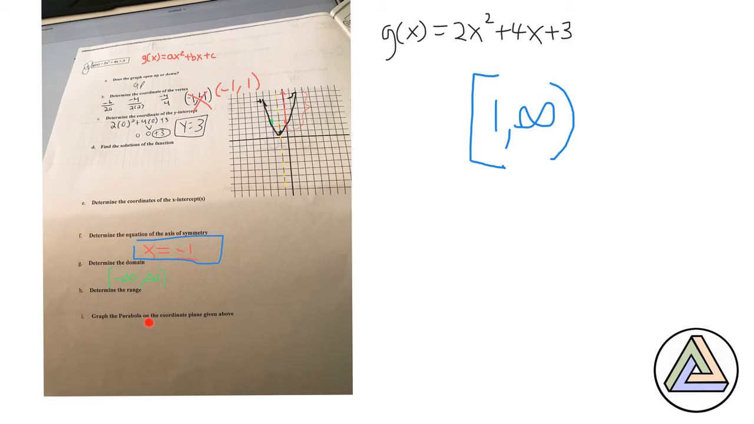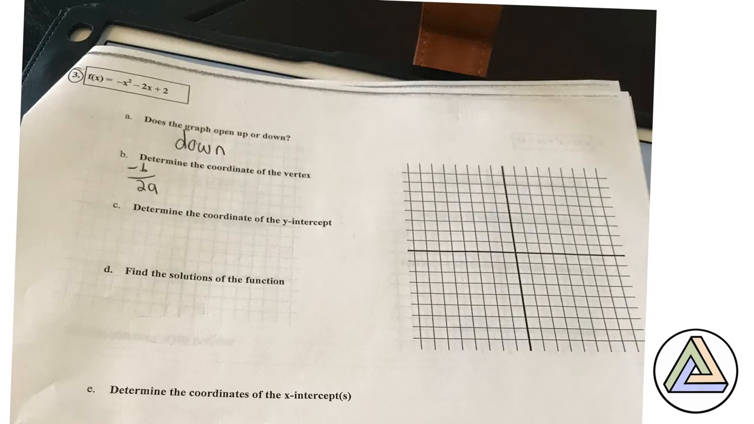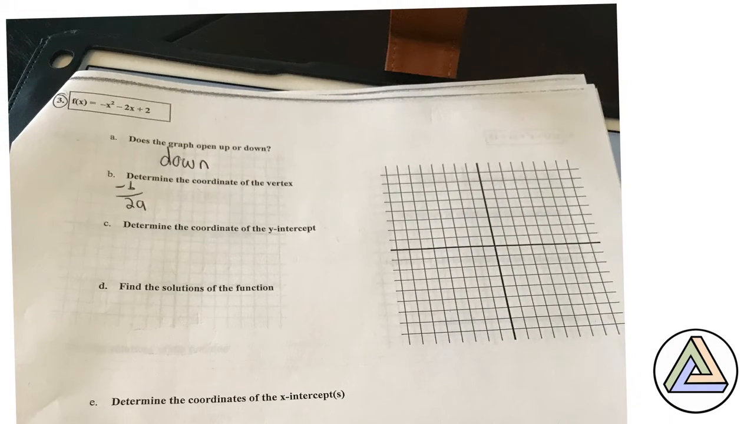Next one is graph the parabola on the coordinate plane given above. Well, guess what? We already did that. Bam. All right, moving on. So I'm going to do this a little bit more quickly. Just follow my thinking, follow my steps if you can.